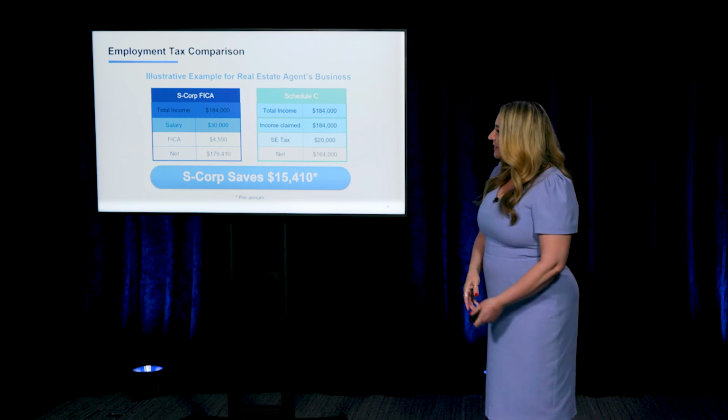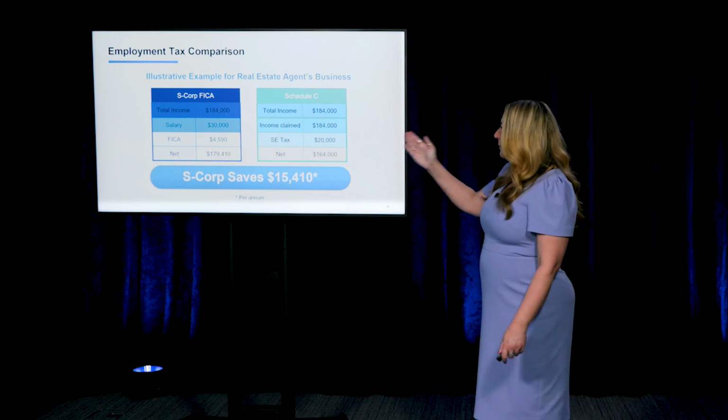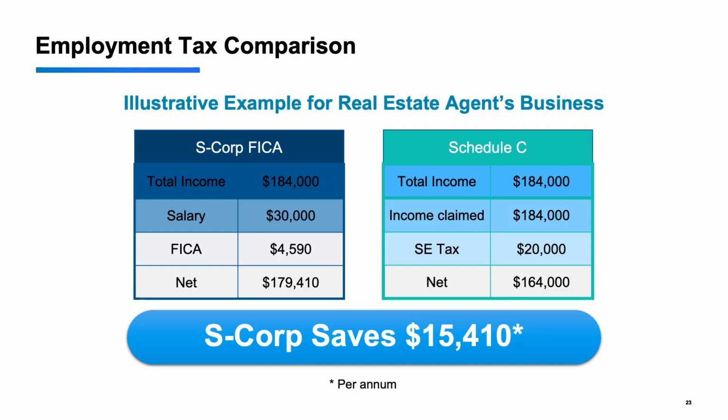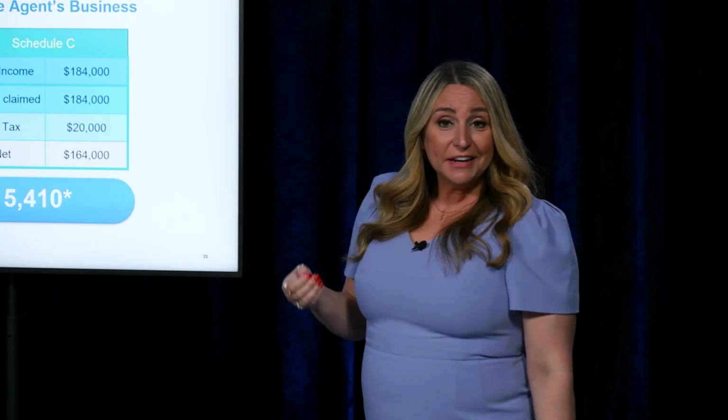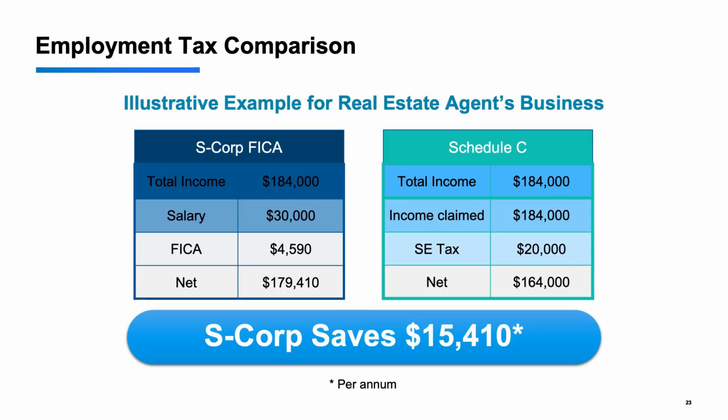Now on the screen I've got an example just comparing the tax amounts side by side between what's earned in a Schedule C, for example, versus earning the same amount in an S corporation. Let's say we have a real estate agent's business, for example, and they earn $184,000 in a year. We're going to report that total income on a Schedule C. That's what gets reported. Now, of course, you're going to pay income tax on that amount, but you're also going to be subject to self-employment tax. And in this case, it's $20,000. That leaves you with a net of $164,000.